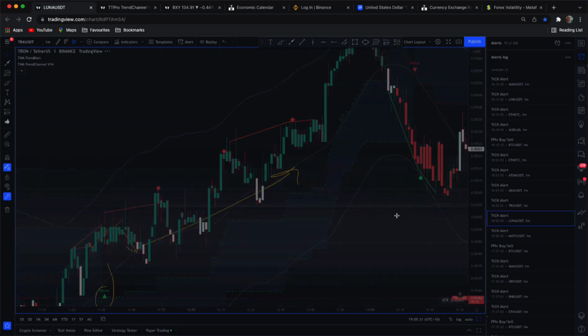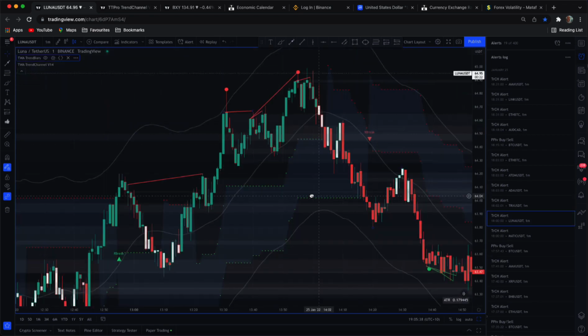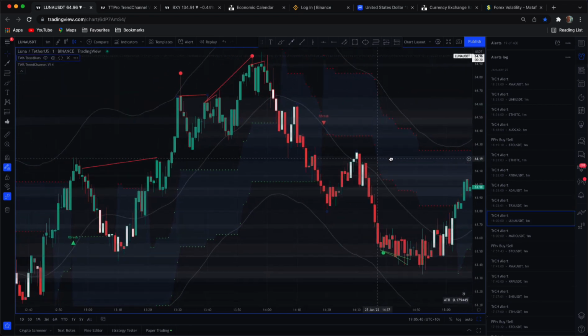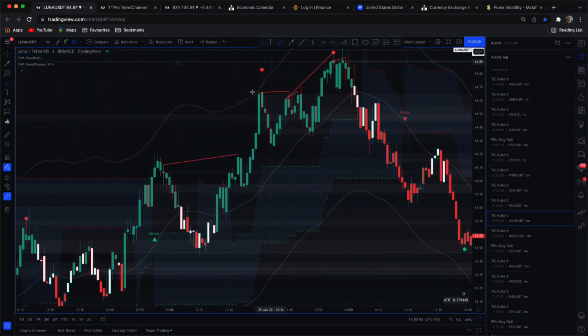Let's just have a look at Luna. They're wonderful signals, but it's not going to be picture perfect. This is the sort of signal you want. There's the breakout, and it directly pulled back into the mean.